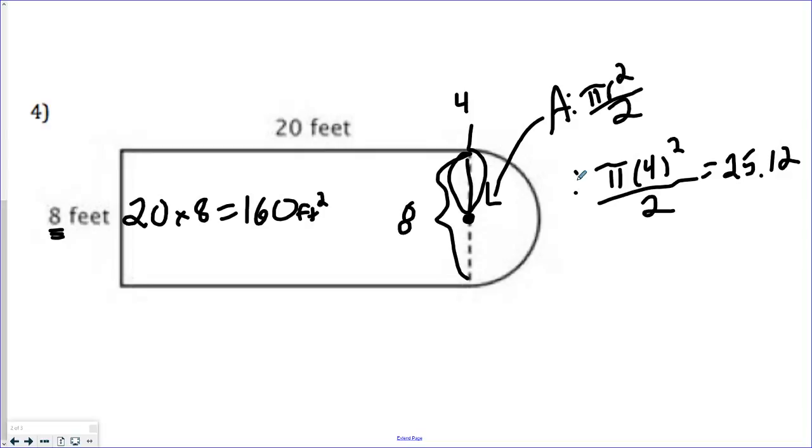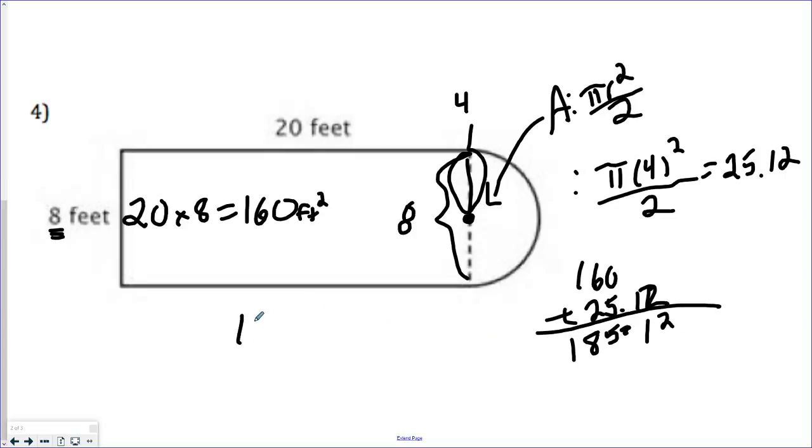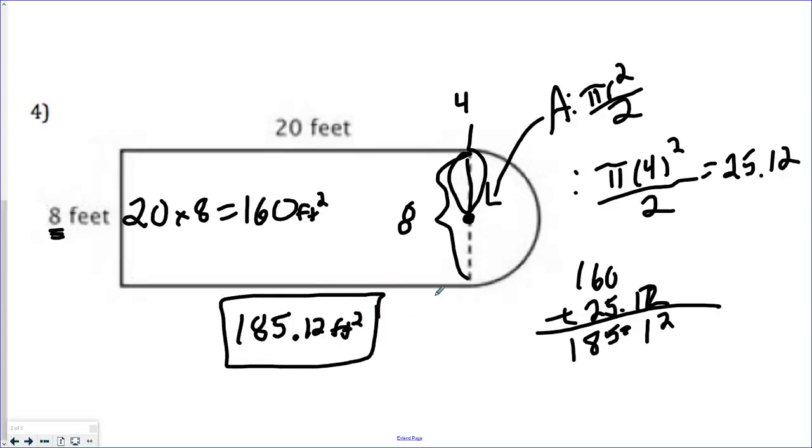So my full area, remember, is the area of the rectangle plus the area of the circle. Don't just leave them separate. Make sure you add them together at the end. So this would be, 0 plus 2 is 2, 0 plus 1 is 1, 0 plus 5 is 5, 6 plus 2 is 8, and then 1 plus nothing is 1. So it'd be 185.12 feet squared. That'd be the total area of this composite figure.